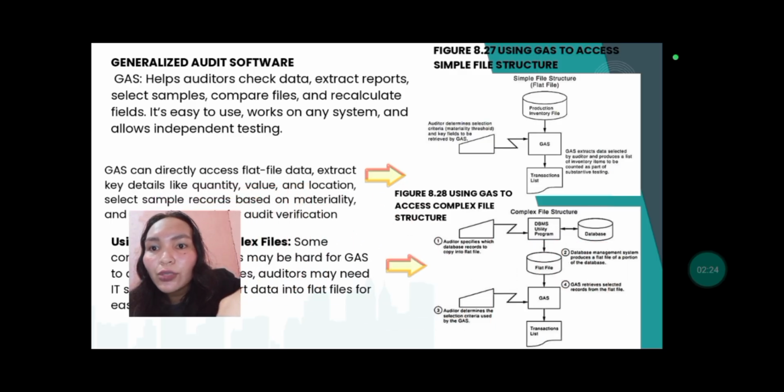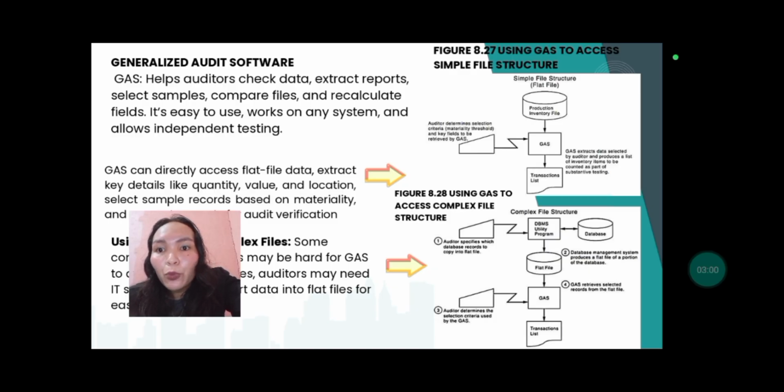Figure 8.28, using GAS to access a complex file structure. The diagram illustrates the four steps used with the generalized audit software to access data from a complex database structure. The process involves converting the complex database into a flat file that the GAS can read, which is necessary because most audit software is designed to work with simpler file formats.